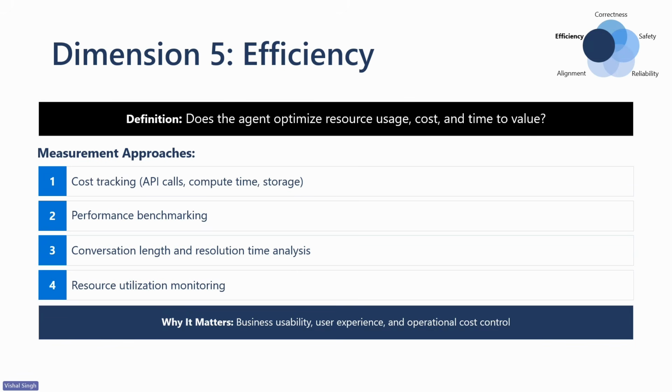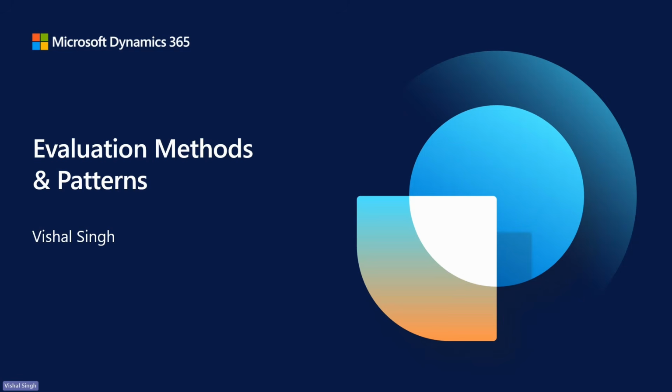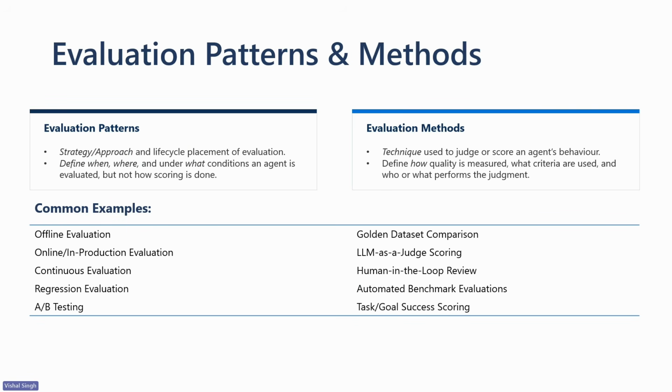So moving forward, we shall talk about the different evaluation methods and the patterns in which we are able to work. Before we jump into that, we need to understand the distinguishing factor between the two. When we speak of patterns, these are basically the strategy or the approach one would take in the process of evaluation in order to define when, where, and under what conditions an agent is to be evaluated. That is a pattern, the evaluation pattern that you define.